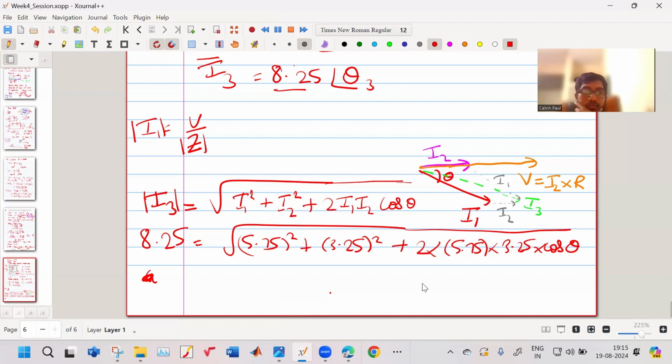Are any of you there? Niranjan, Muthu, Vanchini, Devi. How much do you get for cos theta?